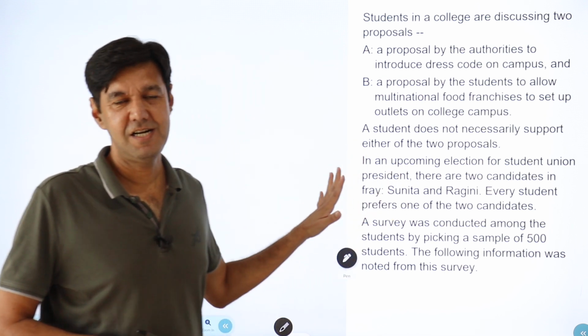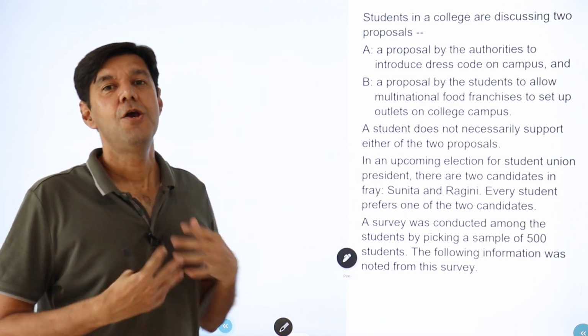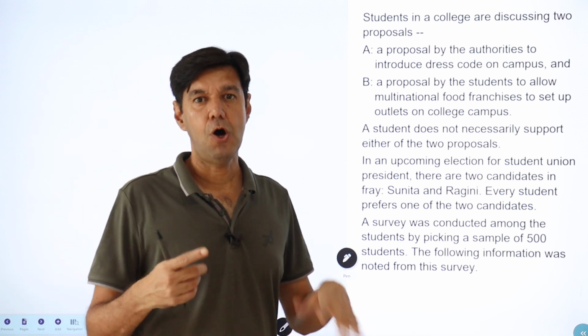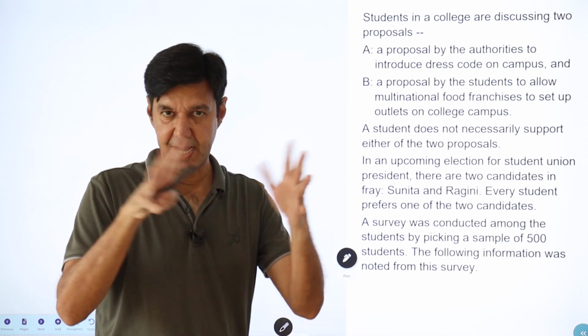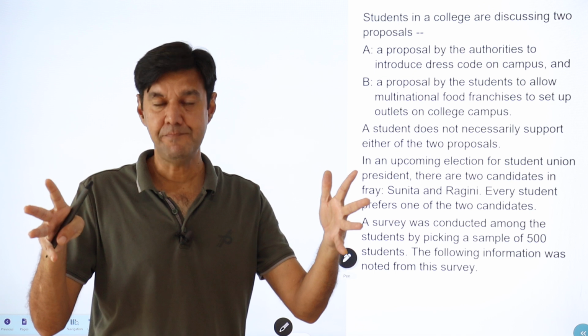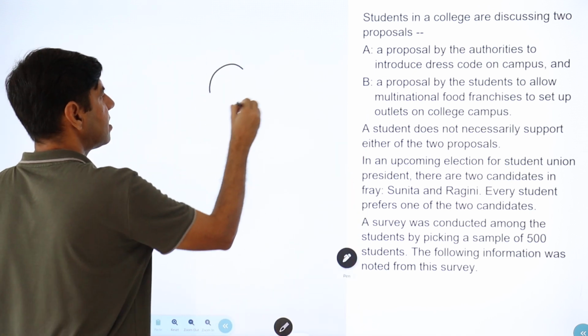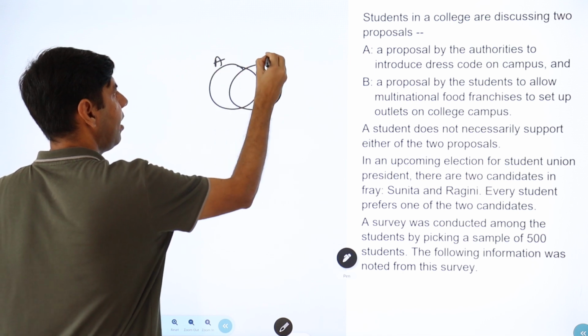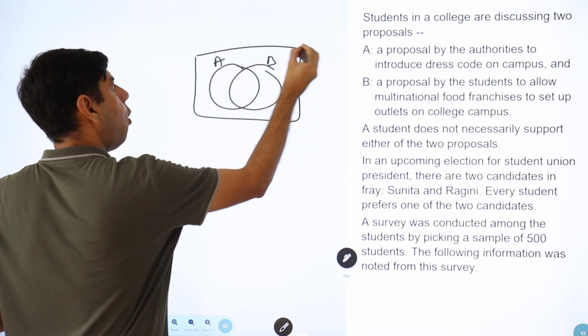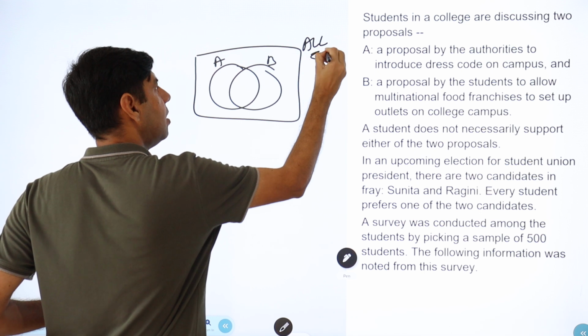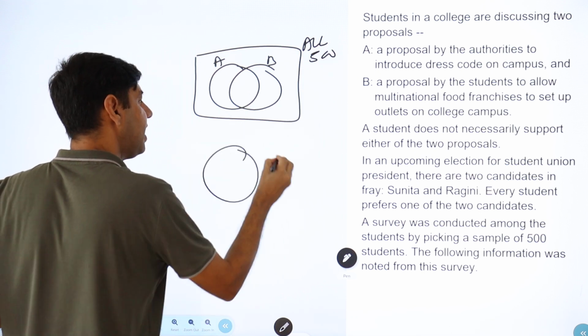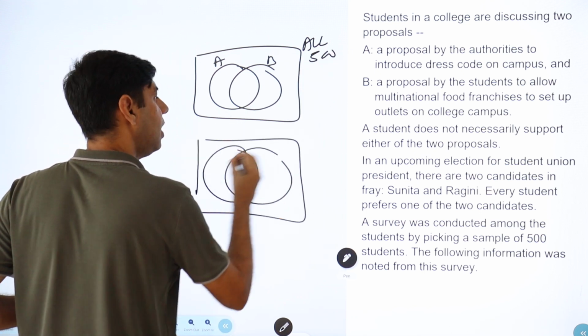This set seems a little difficult, but it's not very difficult. You just needed to have the courage to draw a two-set Venn diagram multiple times. So if you haven't done it, draw a set of diagrams. Those who prefer A or B, draw this for all the 500 people. Similarly, replicate this for the ones who like Sunita.